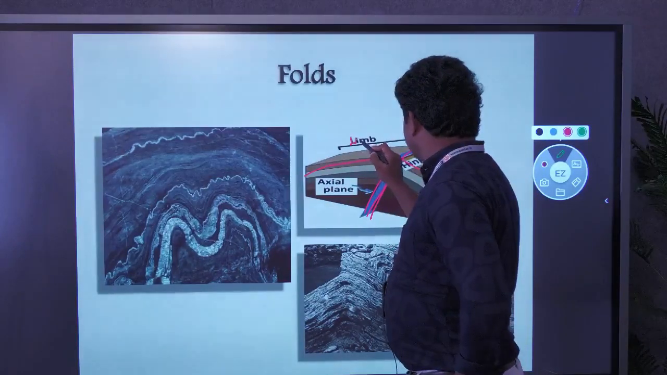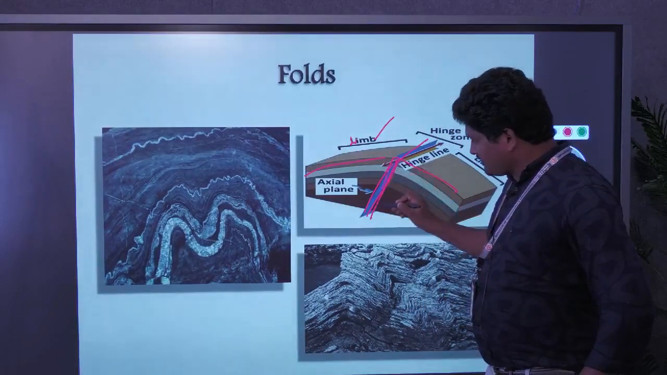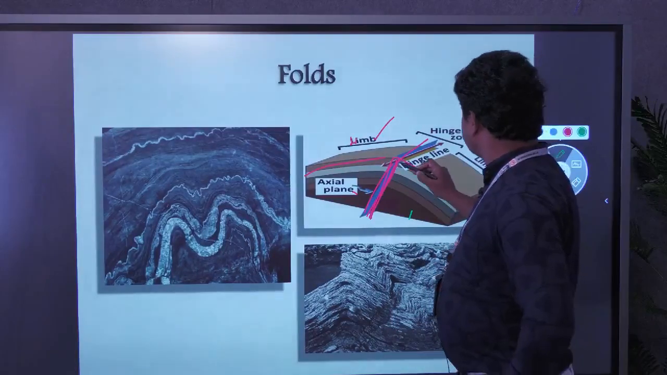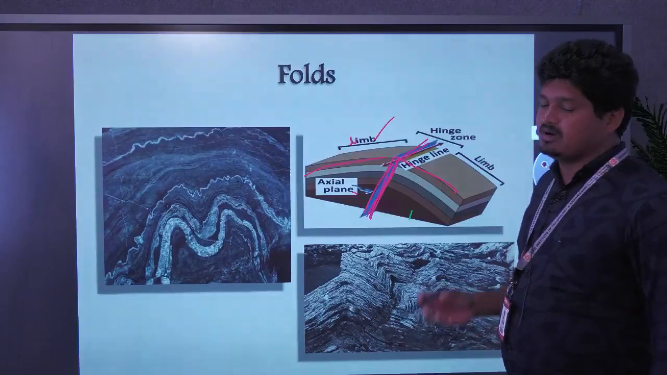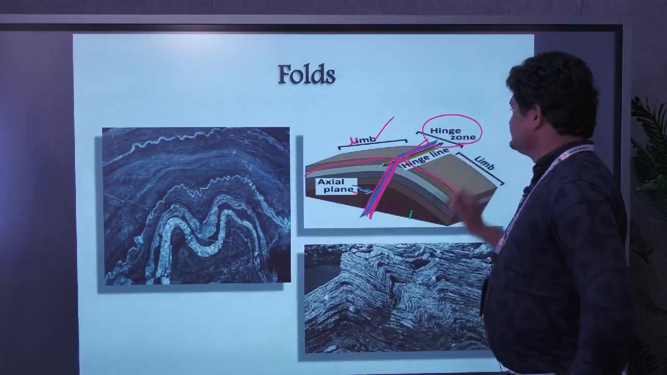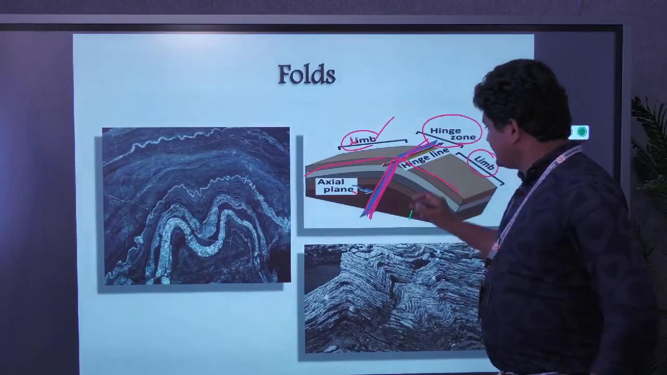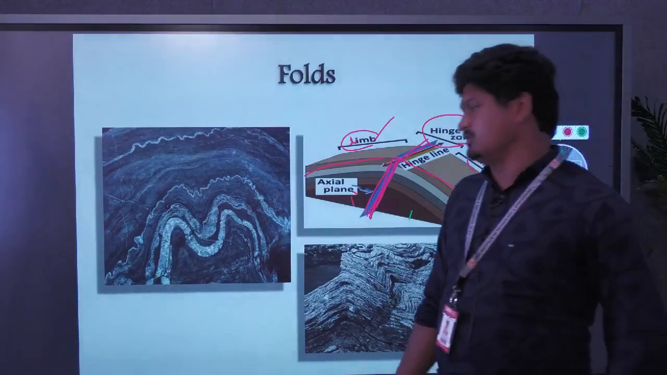So this is about the limbs. The exact center is called the axial plane. The axial plane is an imaginary line, and the hinge line is also an imaginary line. A number of zones can be identified in the hinge, called the hinge zone. Both edges are called limbs, and the center point is the axial plane. So these are the parts of the fold.